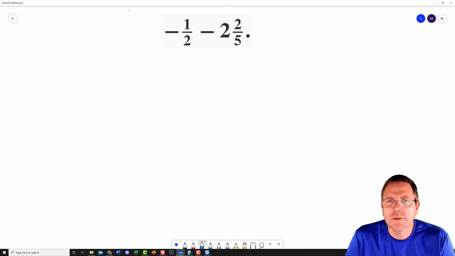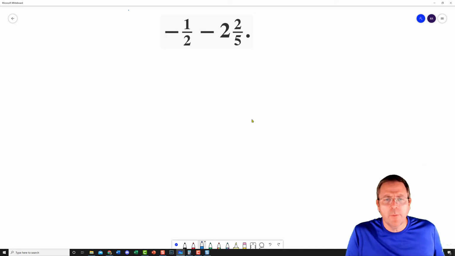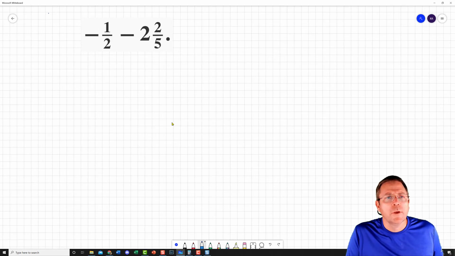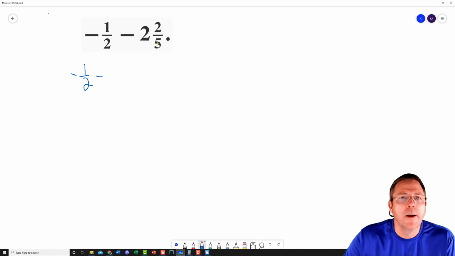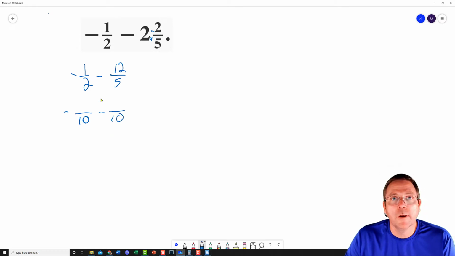Now we could change them to improper fractions, or we could probably work this one just like it is, and who knows, maybe I'll feel froggy and work it both ways. So I'm going to start off by going to improper fractions. That's going to end up giving me a negative 1 over 2 minus, do my whole Texas thing, 5 times 2 is 10, plus 2 is going to give me 12/5. Now my least common denominator is going to be 10. So my problem is going to start off looking like that.